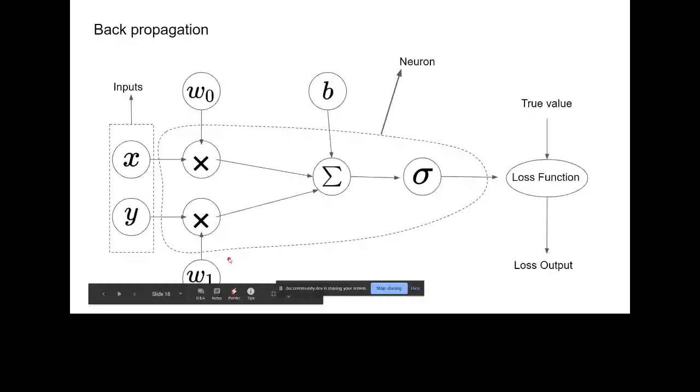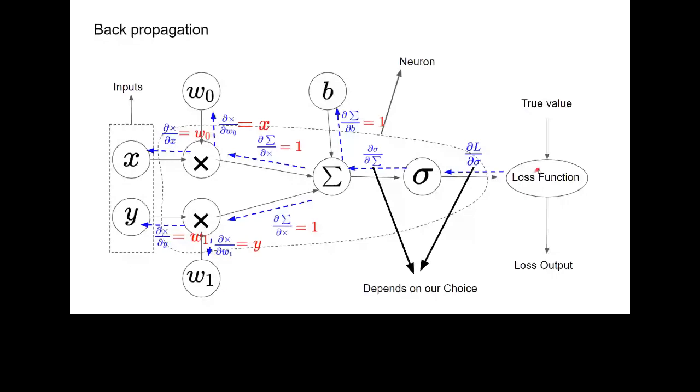So this is the idea of backpropagation. To find the gradient of the loss function with respect to any of these weights, we just find the product of the individual derivatives on a path that connects the loss function to the corresponding parameter.